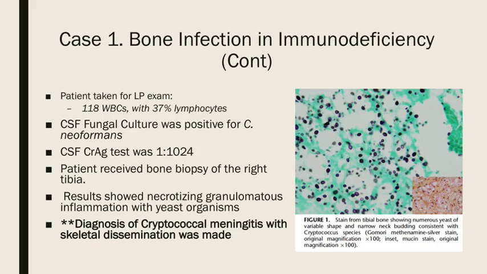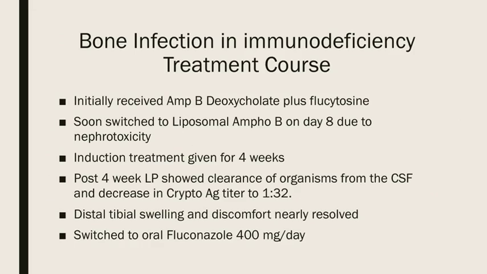So we know the patient is CD4 lymphopenic, right? But the next question is, what made this patient susceptible to cryptococcal meningitis with skeletal dissemination? So we'll answer that in just a second, but how do we manage this patient? The patient initially received amphotericin B deoxycholate, which I don't even know that we even have anymore, but again, this was some years ago.